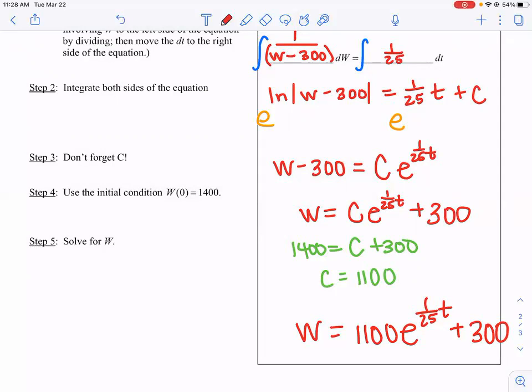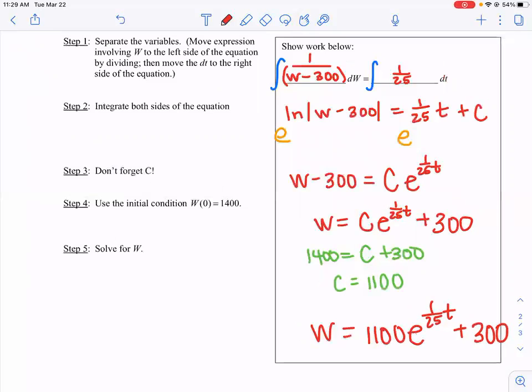So let me count through those points again. You would have gotten 1 point for separation of variables, 1 point for your antiderivatives, 1 point for the plus c, 1 point for using your initial condition, and 1 point for solving for w. I just think that's so crazy.